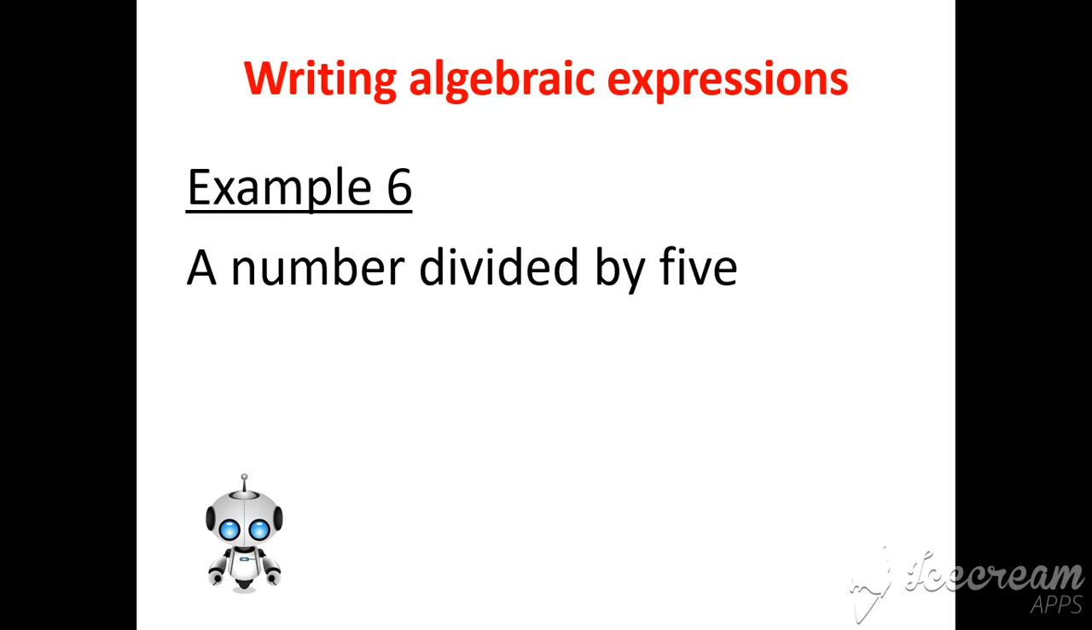All right, what about example 6? Here is an expression, a number divided by 5. Now you could write x divide 5. X is a number and we're dividing by 5. But this is not the correct way to write it in algebra. In algebra, we use a fraction sign. So you know from our number work, the fraction means divide. So x divide 5 is the same as x over 5 using the fraction sign. And we prefer to use fractions in algebra rather than the divide sign.